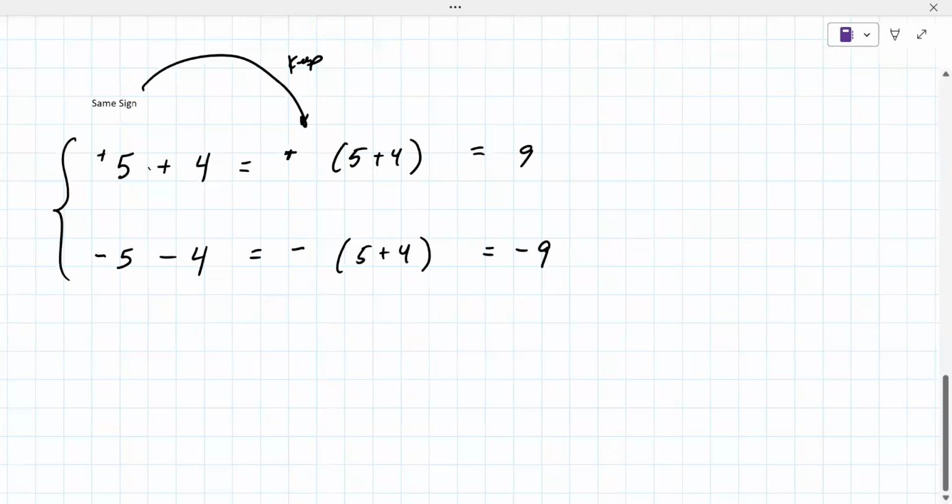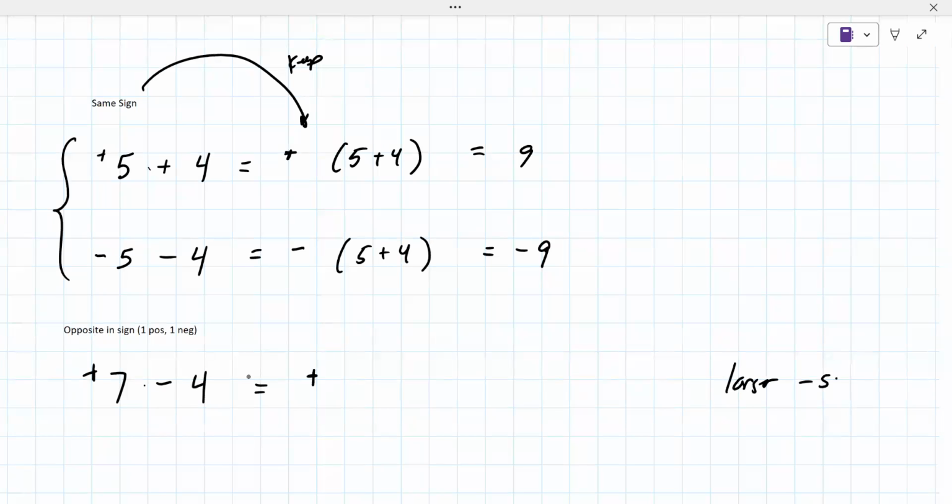Then there's the other case, which is that they are opposite in sign, meaning one positive, one negative. Let's look at the basic example here: 7 minus 4. The 7 is positive, the 4 is negative. The sign comes from whichever one is further from 0. So in this case, it's positive because the 7 is further from 0. And then you always take the larger and subtract the smaller, but without the sign.